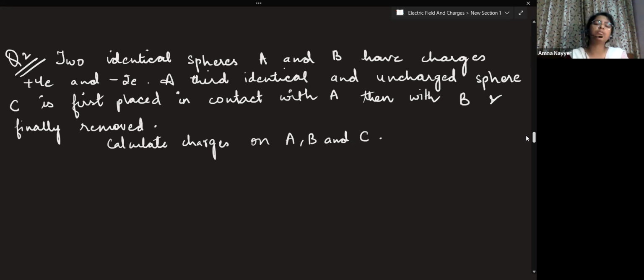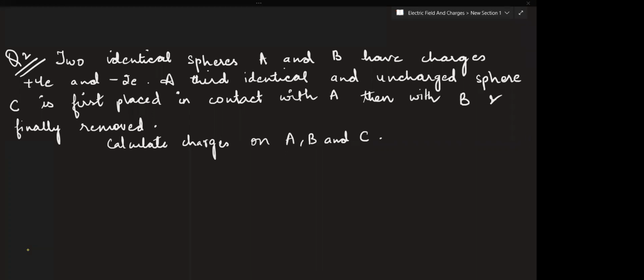Similarly, as we have calculated, since all of A, B, and C are identical, charges will get equally divided. And remember, A and B are not rubbed together. A and B are plus 4E and minus 2E. We have the values of charges on these spheres. These are not rubbed together. Firstly, A is rubbed with C, and then C, with the charge transferred from A, is rubbed with B. So calculate it this way.